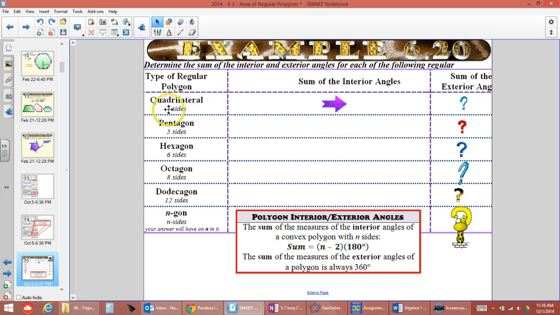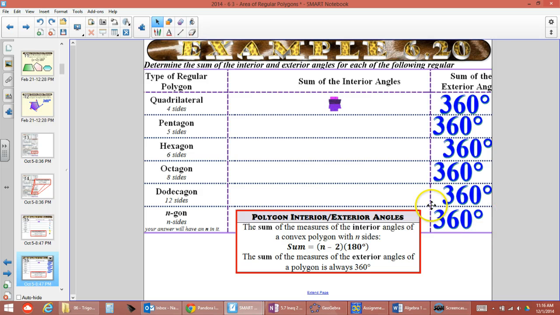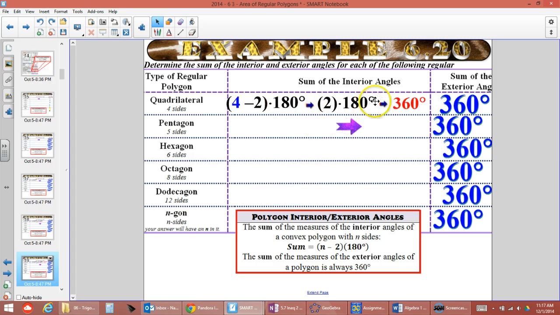Let's discuss this. If I have a quadrilateral, what would be the sum of the exterior angles? Again, it's always 360. It doesn't matter how many sides there are, it's always going to add to 360. So now if we look at the interior angles, our equation was n minus 2 times 180. Well, 4 minus 2 times 180 is 2 times 180, which is 360.